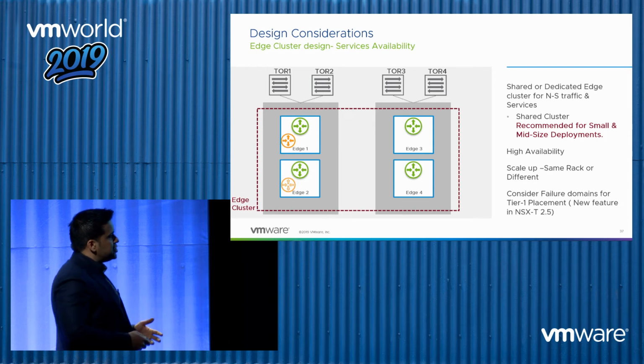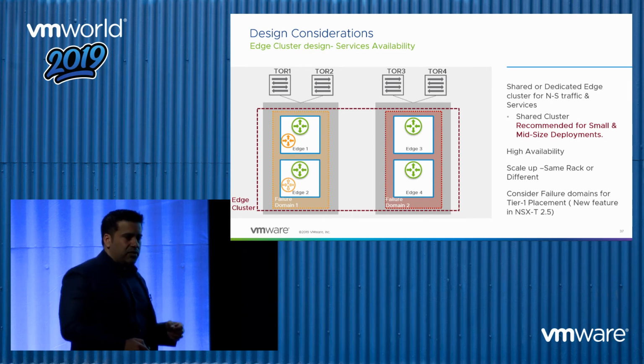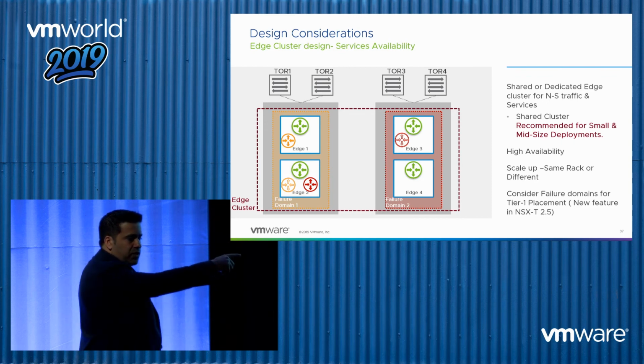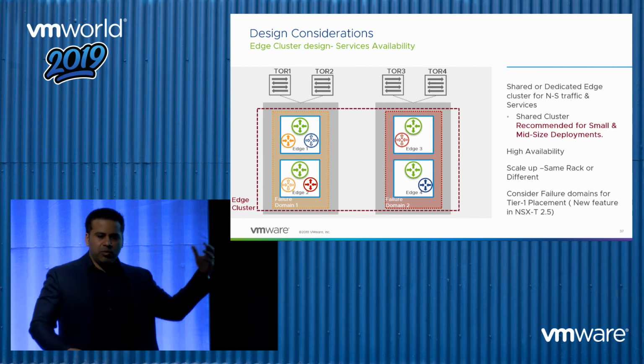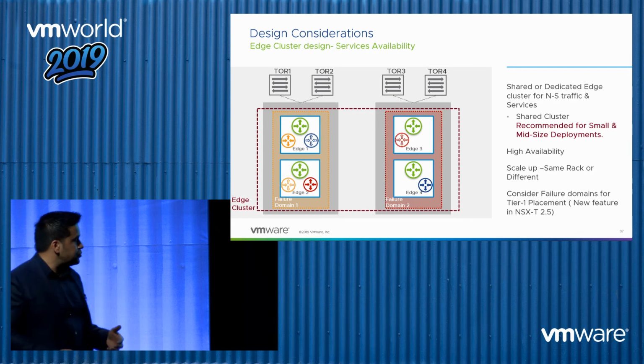So we came up with this new construct called failure domains, which means that now when I create a tier 1 logical router, if I have a load balancer on it, the active would go in failure domain 1, standby would go in failure domain 2. If I create another tier 1, failure domain 2, failure domain 1. So that provides you protection against rack failure, and overall services availability.